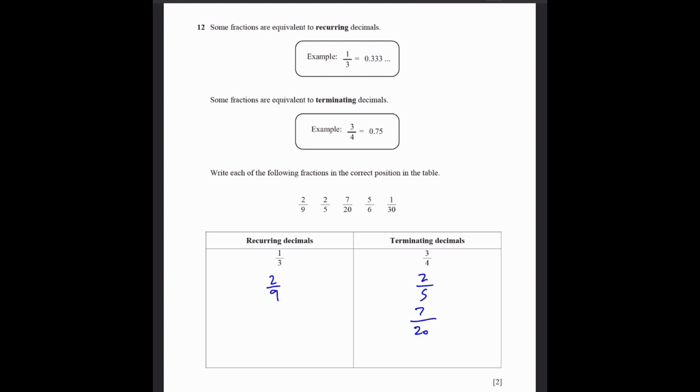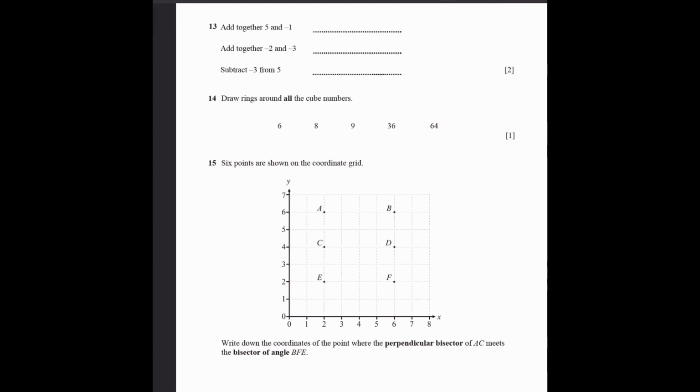5 by 6, if we make it into a decimal, it'll be equal to 0.83333, so on, multiple 3's, and that's why it's a recurring decimal. Now 1 by 30, if you make that into a decimal, it'll become 0.033333, so on. So that's also recurring. We can put 1 by 30 here. That's the answer.